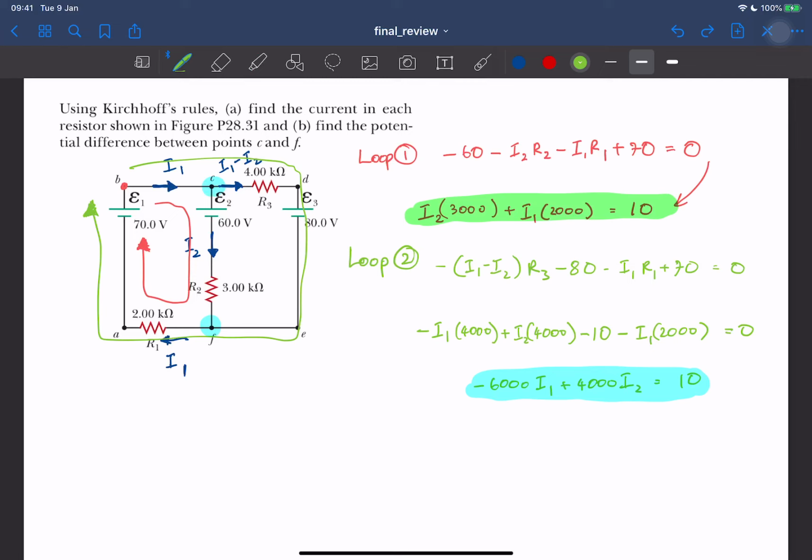So I'll just write down the answer, because we need I2 and I haven't found that. You need to calculate I2. Once you know I2, the answer for B will be 60 minus I2 times R2. That's the potential difference across C and F. You can also use this one to calculate. It's going to be 80 minus IR of that resistor. For this one, it's going to be 70 minus IR of that resistor. So you have 3 choices to calculate, and you're going to get the same answer.